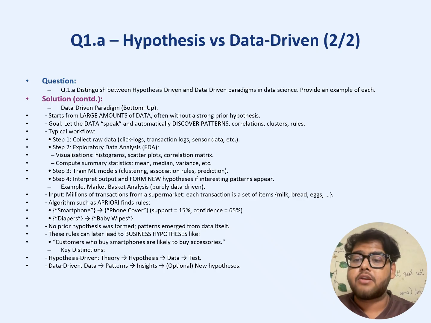Input millions, for example, input millions of transactions from a supermarket. Each transaction is a set of items: milk, bread, eggs, etc. No prior hypothesis was formed, patterns emerged from data itself. These rules can later lead to business hypotheses like customers who buy smartphones are likely to buy accessories. Key distinctions: hypothesis driven, theory is hypothesis, data is test.